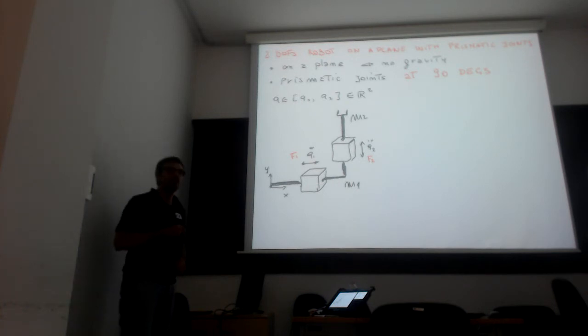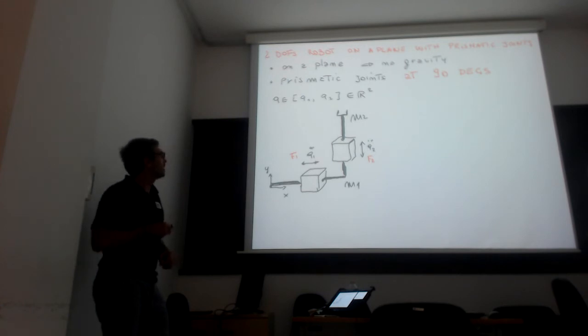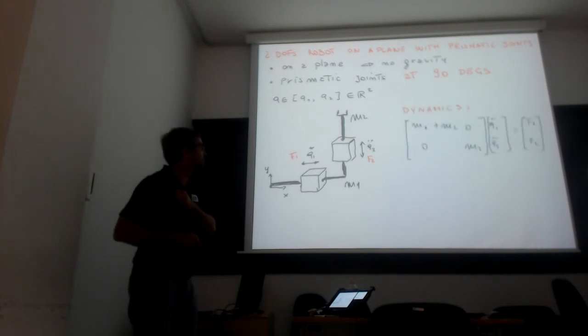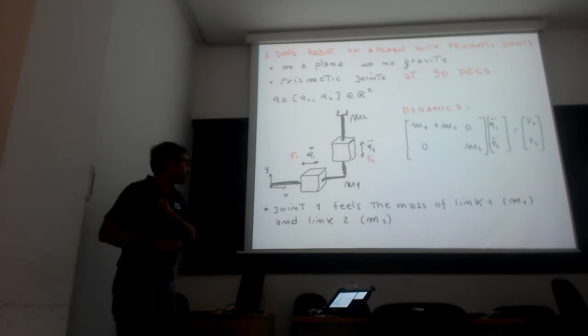And each joint has an input, actuation force this time, because we are talking about linear joints. So we have forces as input, and we have linear accelerations as output. And the link after the first joint has a mass M1, and the link after the second joint has a mass M2. And the dynamics is very nice, block diagonal. This is the dynamic equation of the first joint, and it needs to carry both the masses of the first and the second link, while the second joint has only to carry the mass of the second link. And there is no inertial coupling, and these masses are constant.